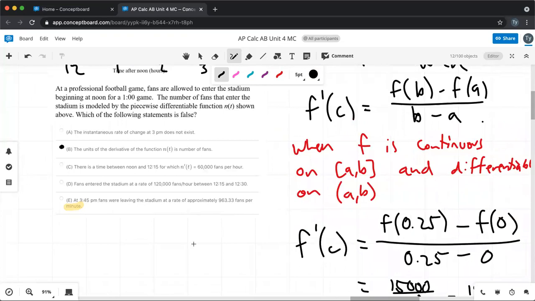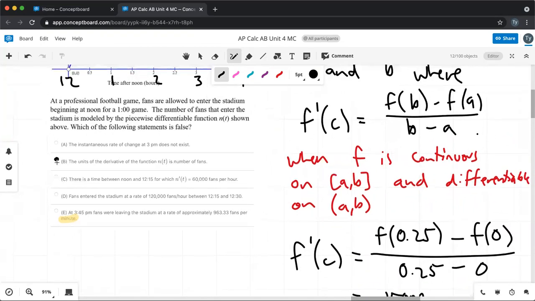Fans per minute, great. But this negative sign means they were leaving the stadium, right? If this rate were positive, we would be entering the stadium. But since it's negative, we're leaving the stadium. All this is to say, part E is true. So that means I went past the right answer, right? We were looking for the false one, but in case your eyes skip over that, it's a good idea to explain all these.